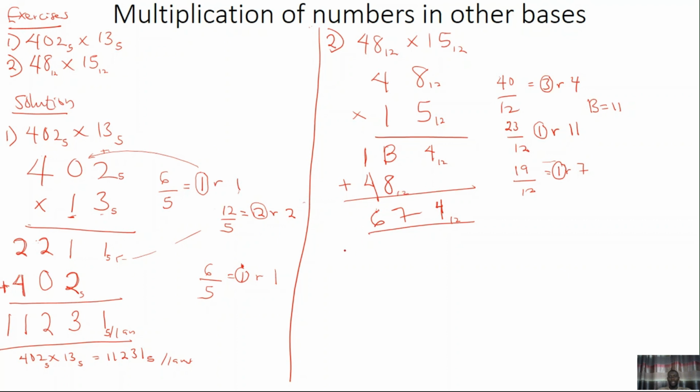And in conclusion, 48 base 12 multiplied by 15 base 12 is equal to 674 base 12. And this is our final answer.